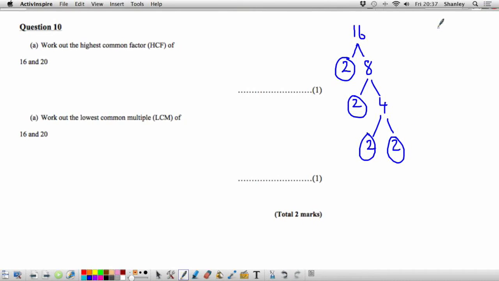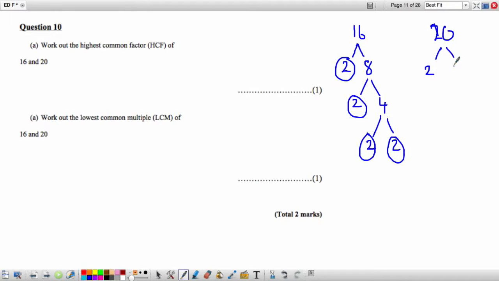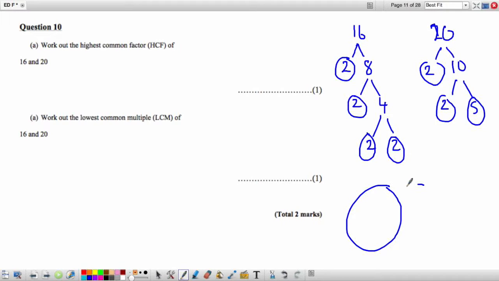And for 20, we will do the same. 20, 2 and 10, 2 and 5. Then to find our highest common factor, and afterwards we will be finding the lowest common multiple, it might be easier to draw a Venn diagram. To do that, we need two overlapping circles. One will represent the number 16 and the other the number 20.